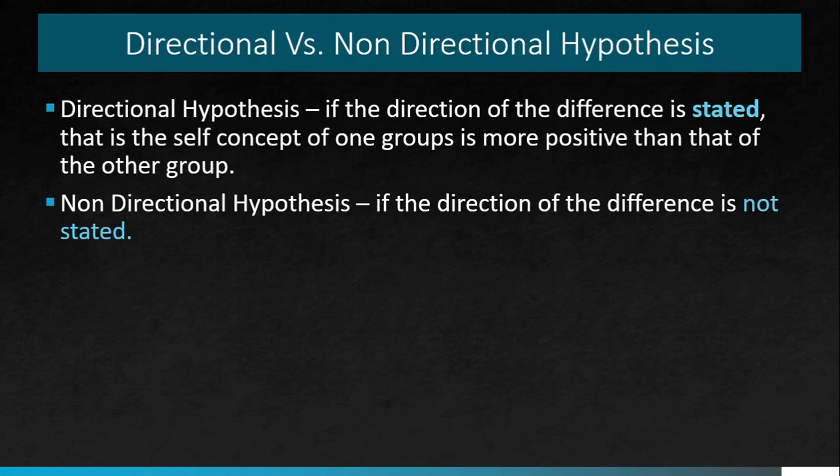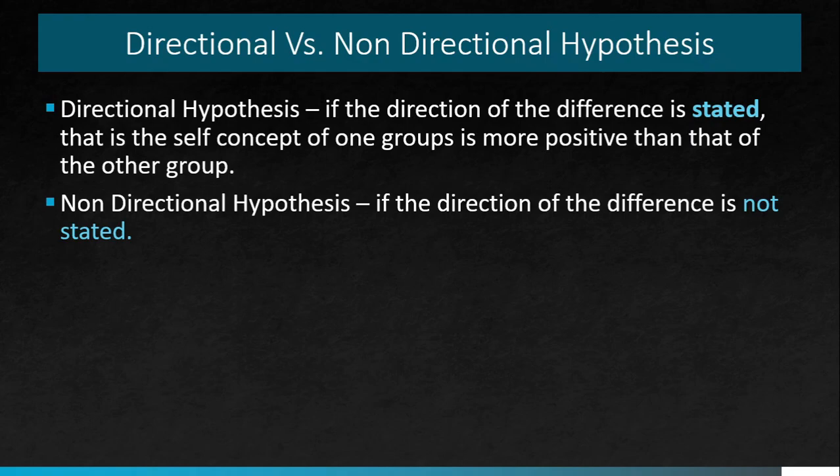variables can easily be seen, so the difference between these two variables can be easily distinguished because there are comparative words. Okay, but for non-directional hypothesis, it's where the hypothesis states that there's a difference between the variables, but it does not state which variable has a more positive characteristic over the other.